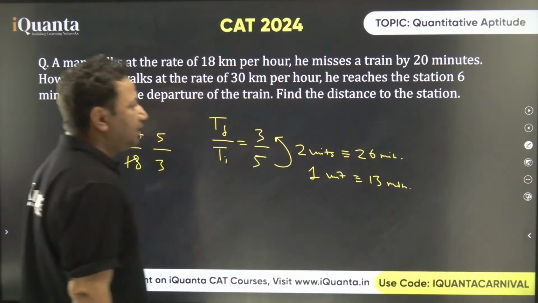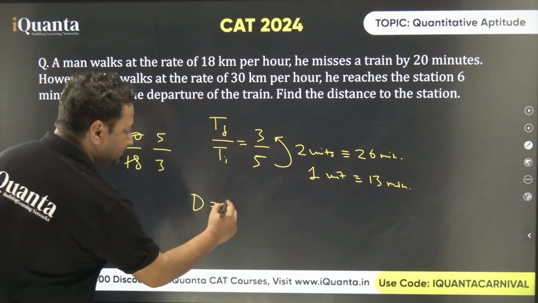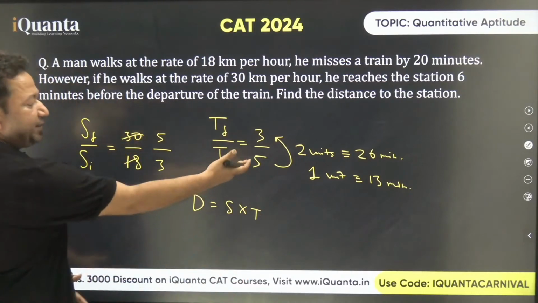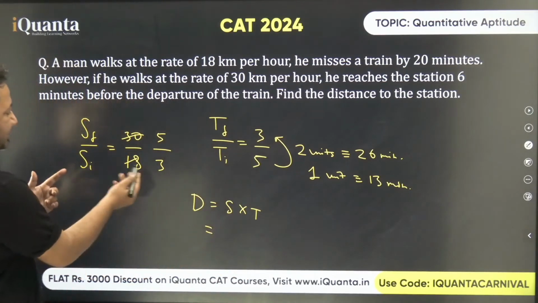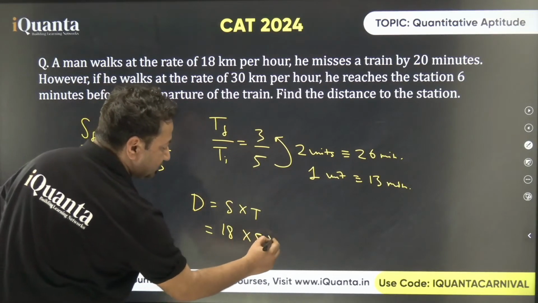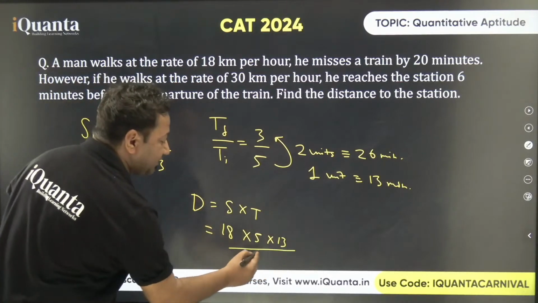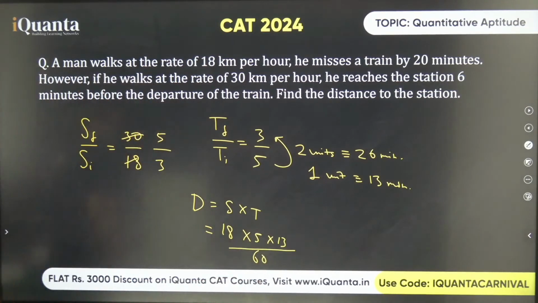We need to find the distance to the station. So distance is speed multiplied by time. So I will take the initial time. Initial speed is how much? 18. Initial time is 5 into 13. But as time is given in terms of minutes, we need to divide it by 60. Tell me the calculation. What do you get? So what do you get here?